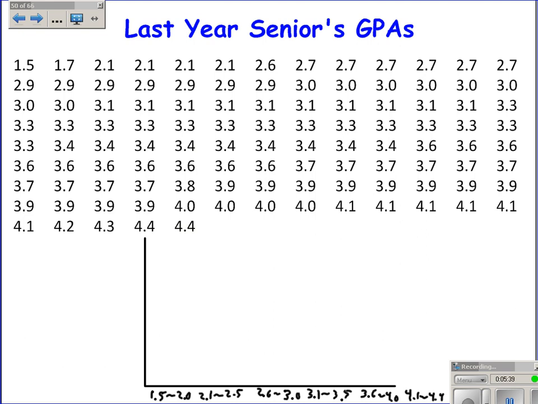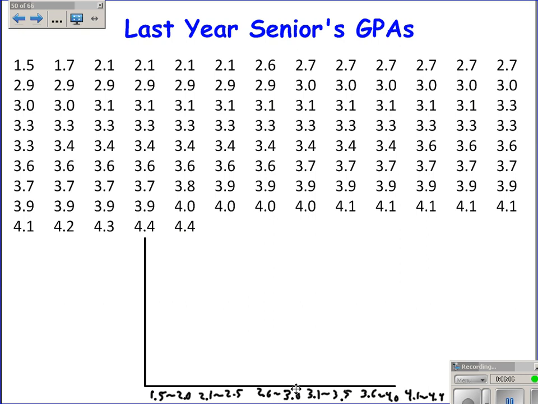Now a couple things to keep in mind is that the bins have to be the same width. So here they're about 0.5 if you include the endpoints. Also, the bins do not overlap. So you can't go from 1.5 to 2.0 and then 2.0 to 2.5, because where do you put 2.0? Do you put it in both? Do you put it in one? To erase that confusion, we just make sure that the bins don't overlap.